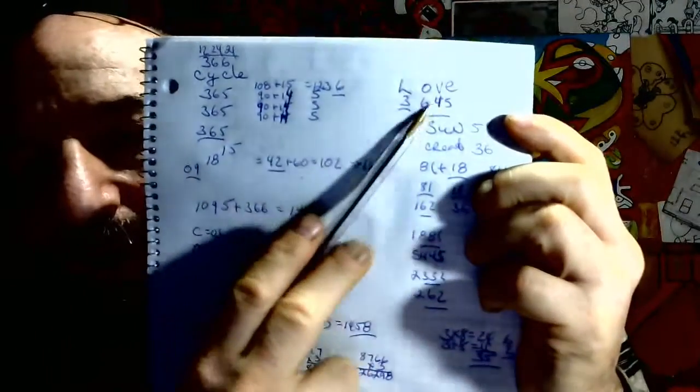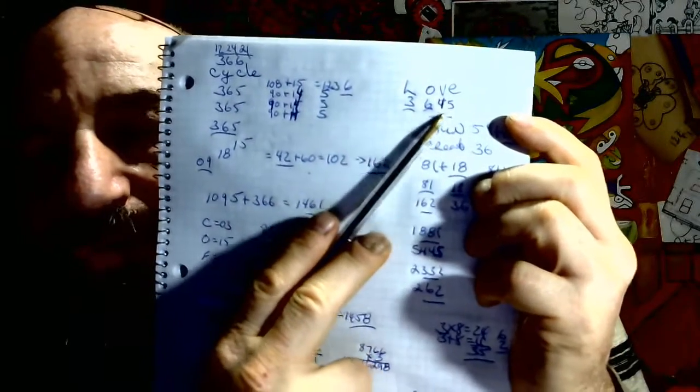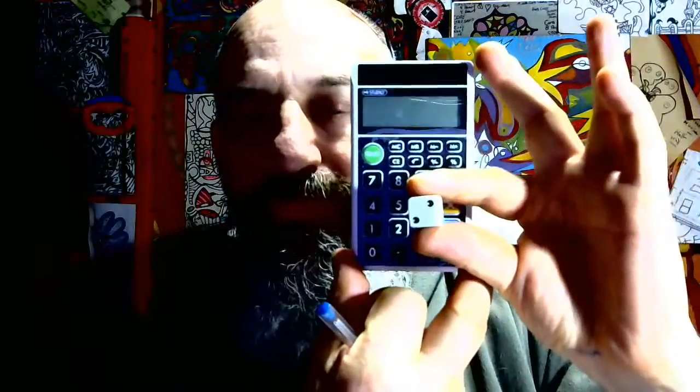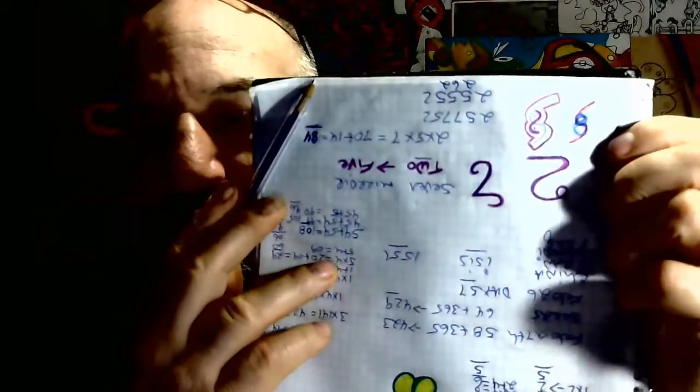Love, L-O-V-E, 3645. These are the only numbers you can get on the cube. 2 and 7 are not on the cube, and 2 and 7 are the same number. 7 ghosts to 2. Here's 9 numbers. 9 numbers fit in the face. 7 ghosts to 2. 7 and 2 are basically the same number. They are the same number because they don't exist.